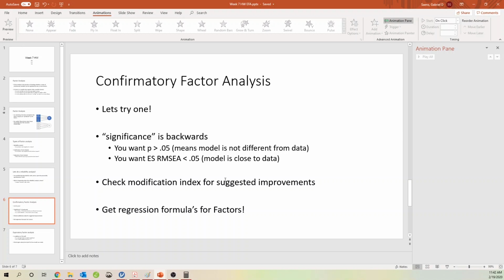The other things that the CFA can do for us is tell us what ways can we improve our model, what ways can we take these items that we've included in certain ways and reorganize them or include them in different places so that the model better explains, or the items are better explaining the factors that we have. And finally, we actually get regression formulas so that we can calculate a factor out of that series of variables.